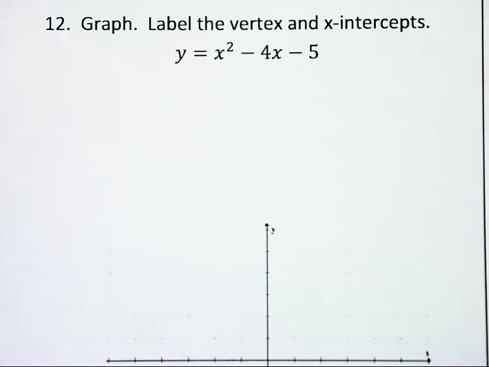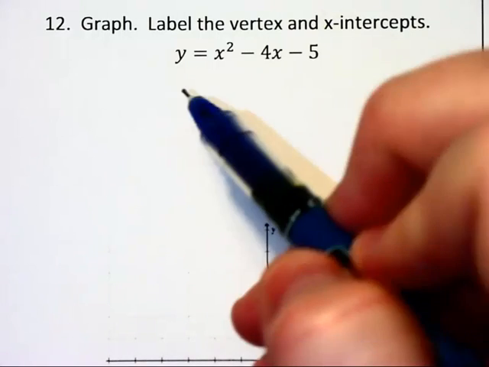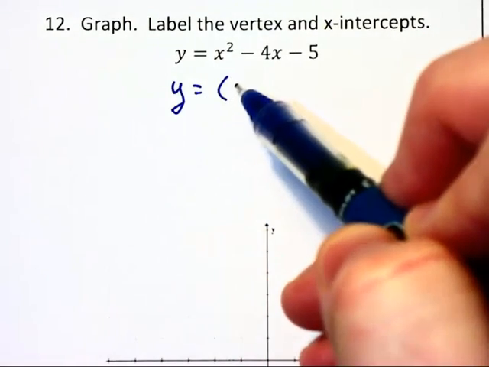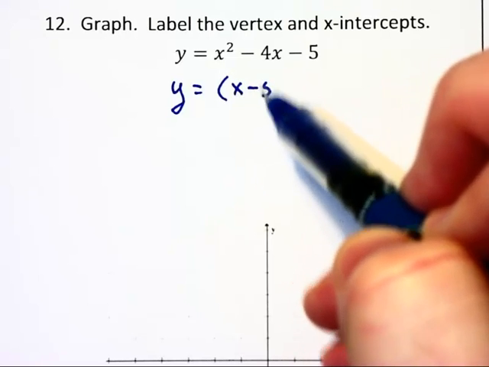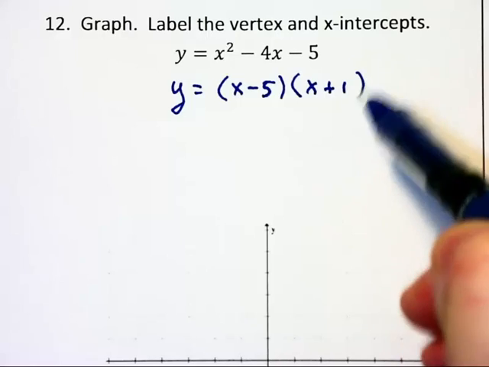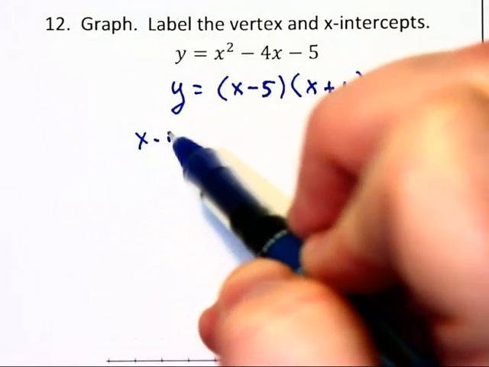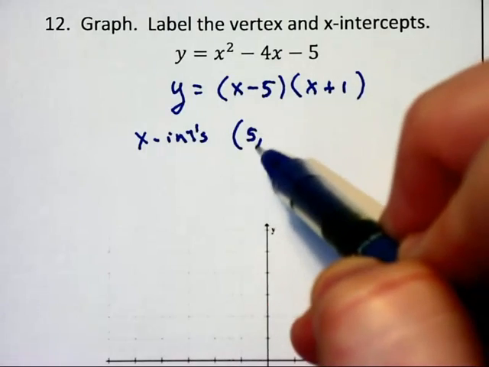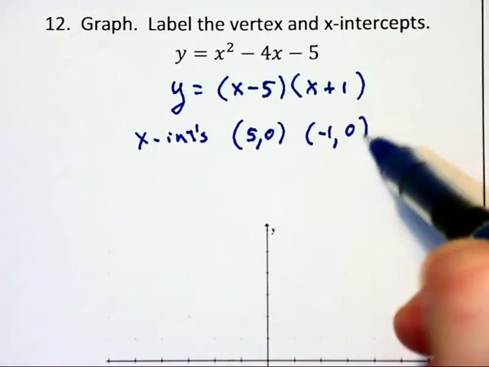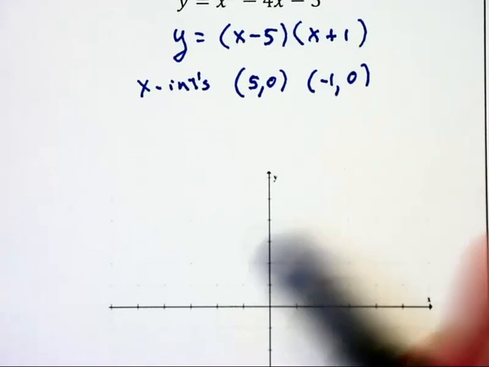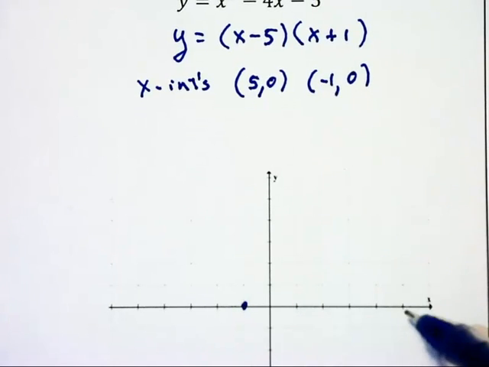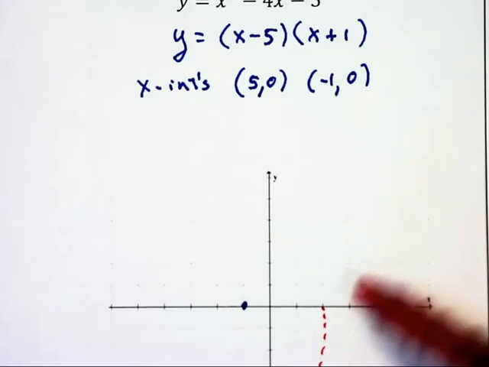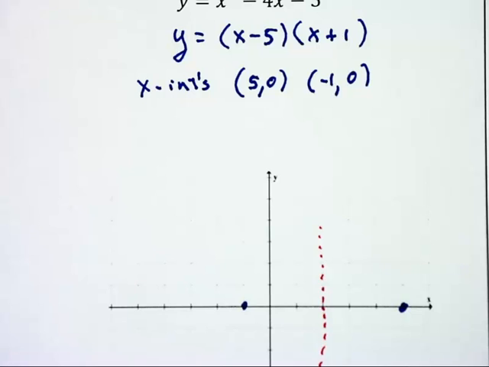Okay, now we're back to graphing and labeling the vertex and the x-intercepts. I notice right off the bat that this is going to factor into x minus 5 times x plus 1, and that my x-intercepts are going to end up being at 5, 0, and -1, 0. Let's plot those on the graph right now. -1 and +5. Now we know that our vertex by symmetry is going to have to be halfway between these two, and so it'll be above and below this 2.